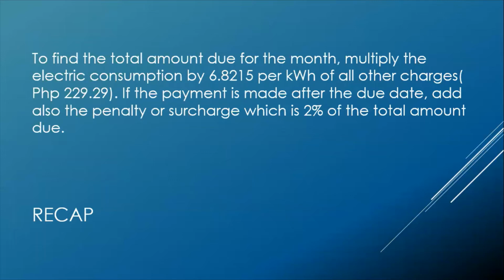So let us recap. To find the total amount due for the month, multiply the electric consumption by 6.8215 per kilowatt hour plus all of the other charges, which is 229.29. If the payment is made after the due date, add the penalty or the surcharge, which is the 2% of the total amount due.